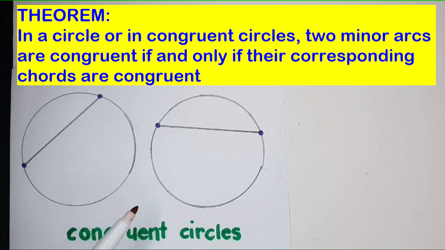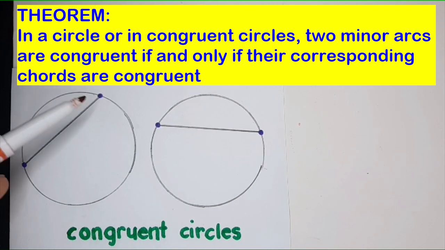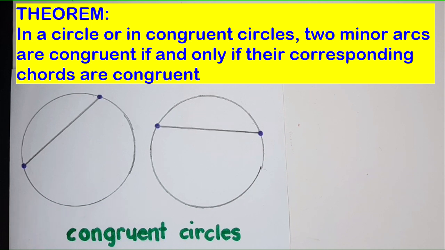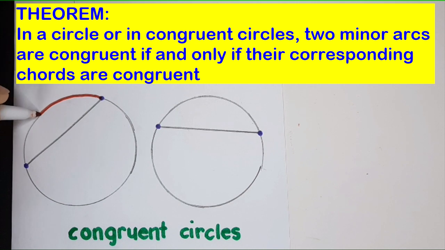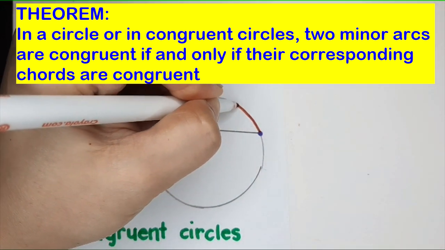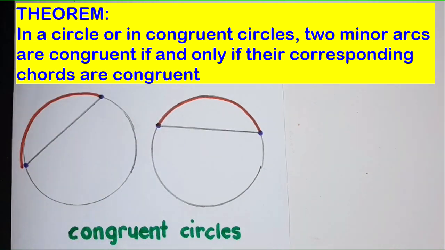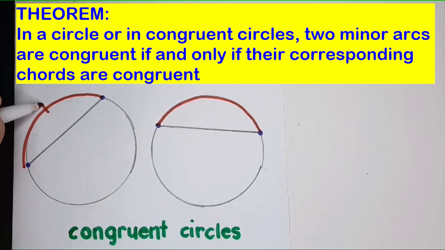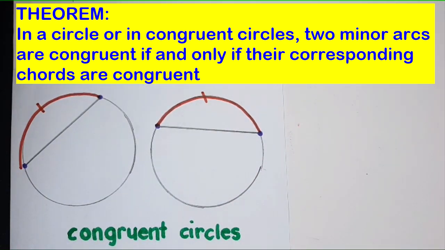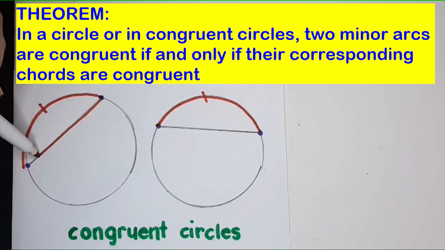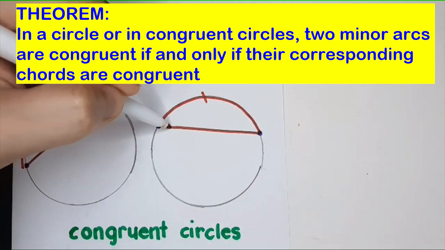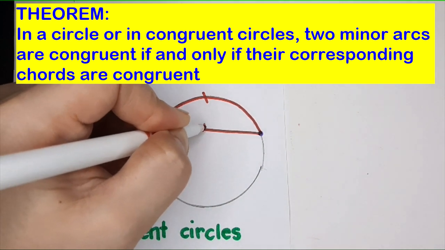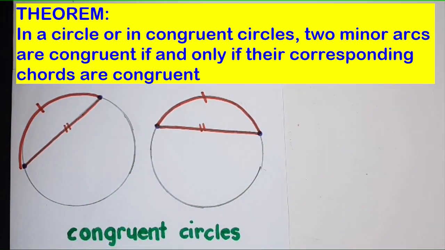Let's have congruent circles here. When circles are congruent, they are the same size. The theorem says that if you have congruent circles and two congruent minor arcs, let's say these are the minor arcs, so now we are talking about two congruent circles, and these two minor arcs are congruent, so let's mark them like this, then we can conclude that the chords intercepting those minor arcs are also congruent. So, done with that theorem.